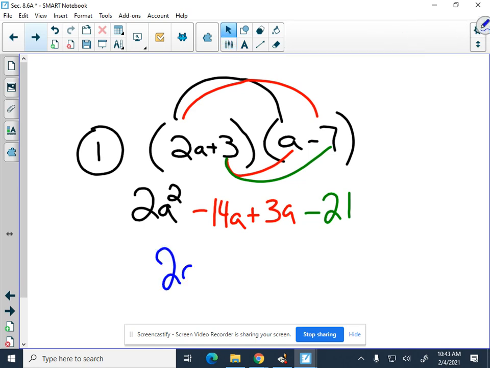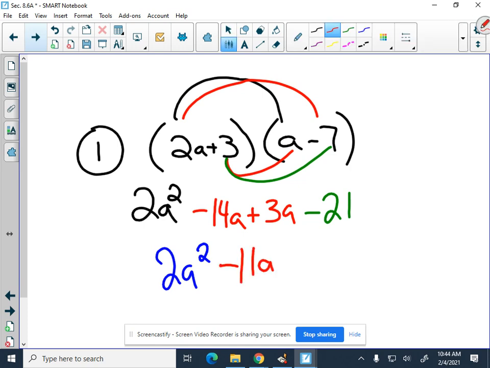We get 2a squared minus 11a minus 21. The 11a, we put them together, we group the like terms. So those top 4 are part of the assignment. I think we can all do the other 3, correct?